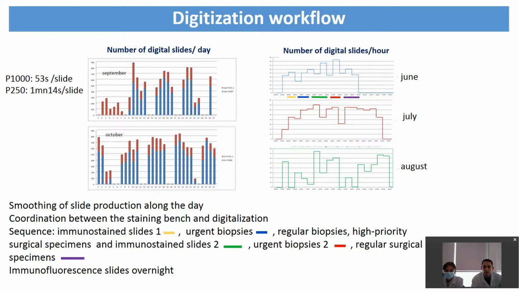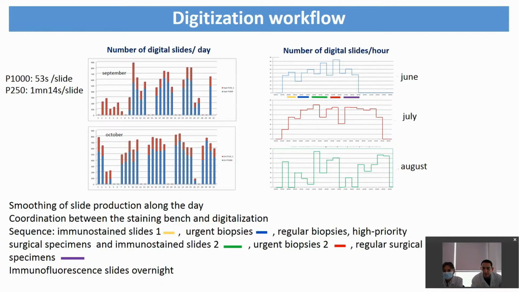This figure shows the number of slides digitized daily on the P1000 in blue and the P250 in red. The left figure shows the number of digitized slides per hour during the busiest day of June, July, and August 2019. June is a good example, but August demonstrates an irregular histogram exceeding working hours due to a lack of technical staff.